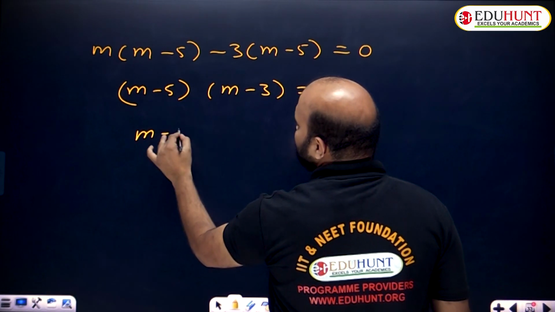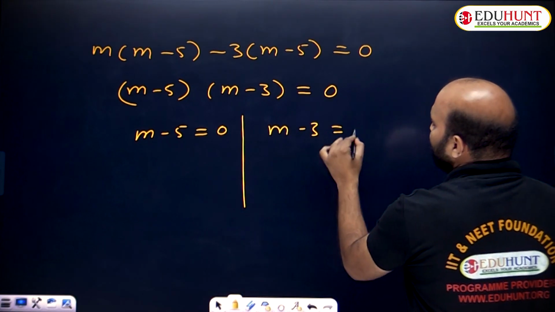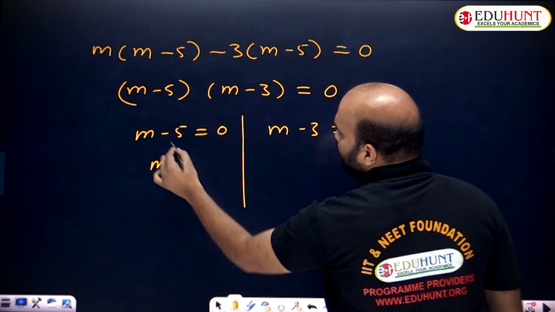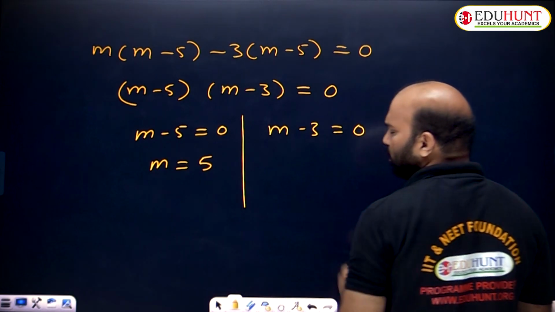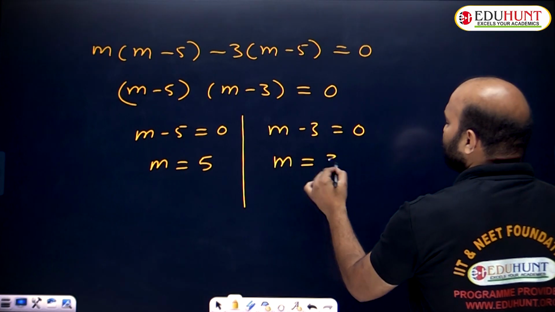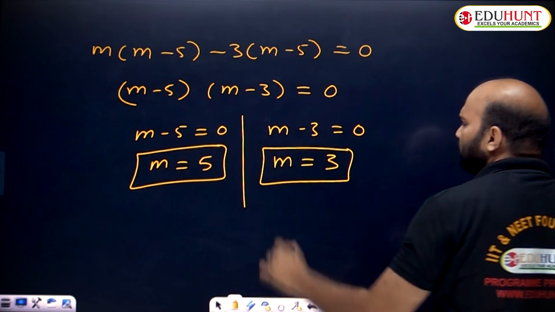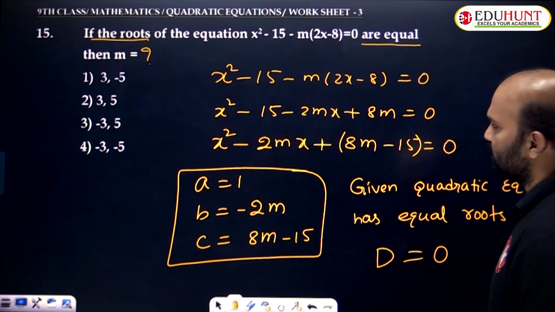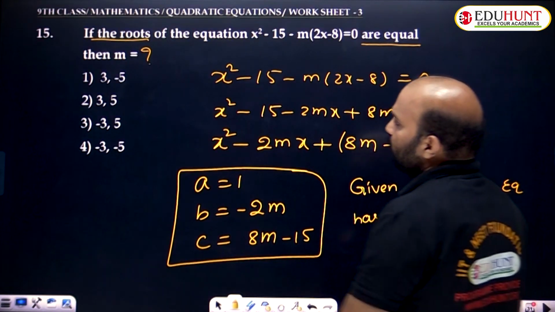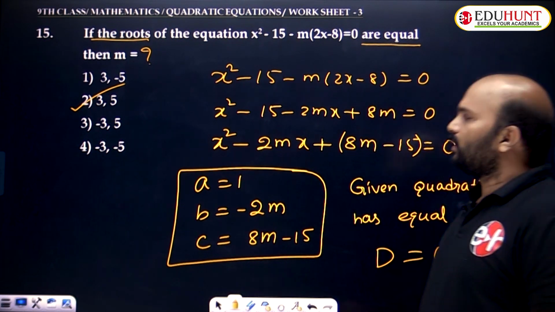That means m minus 5 equals 0, m minus 3 equals 0. What is the m value? In the first term, m minus 5 goes to the right side and becomes positive. Here also minus 3 goes to the right side and becomes positive. So the m value is 5 and 3. So plus 5 and plus 3, that is plus 3 and plus 5, is the right answer. Option 2 is the right answer. So the question I was asking, the m value, is 3 and 5.